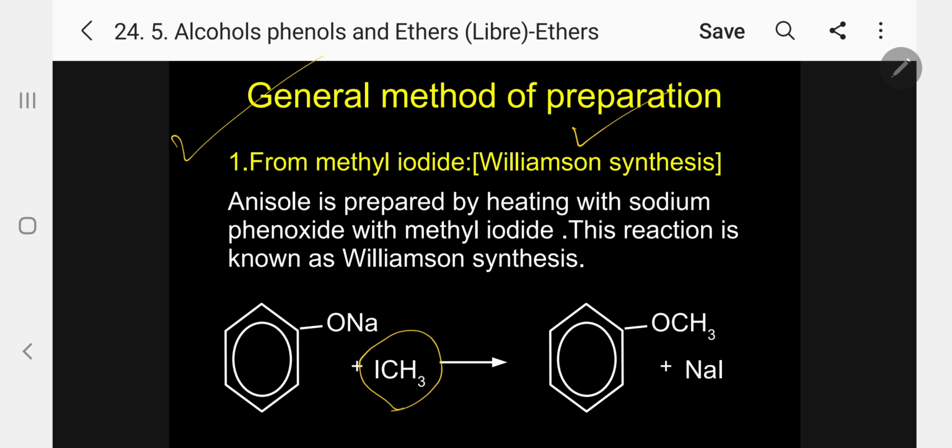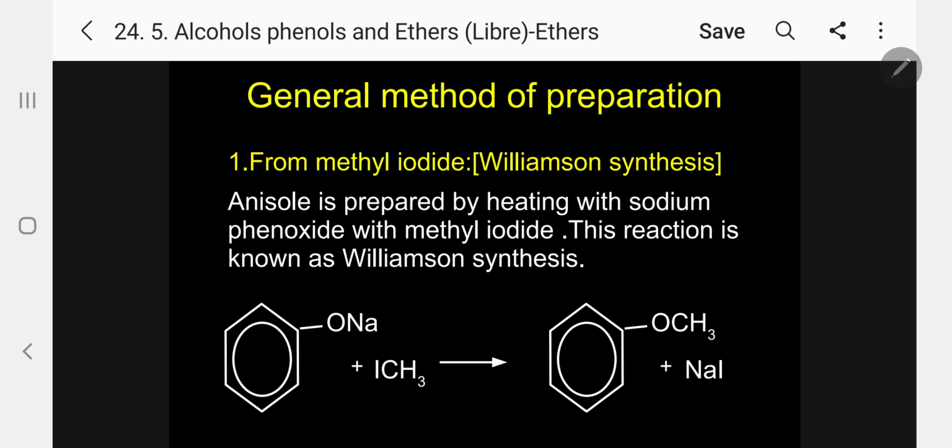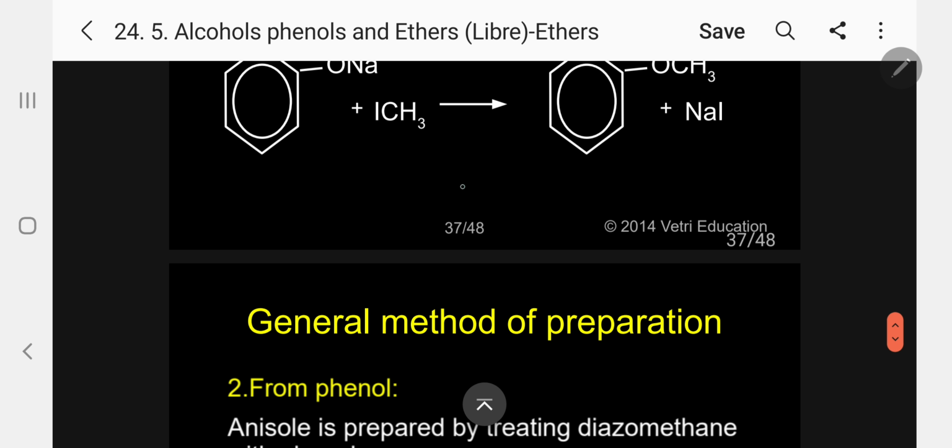Williamson synthesis, a famous reaction. Anisole is prepared by heating sodium phenoxide with methyl iodide. This reaction is known as Williamson synthesis of ether. So anisole is produced, and sodium iodide is produced. Simply, sodium iodide is going out. Kindly follow, this is very, very important.